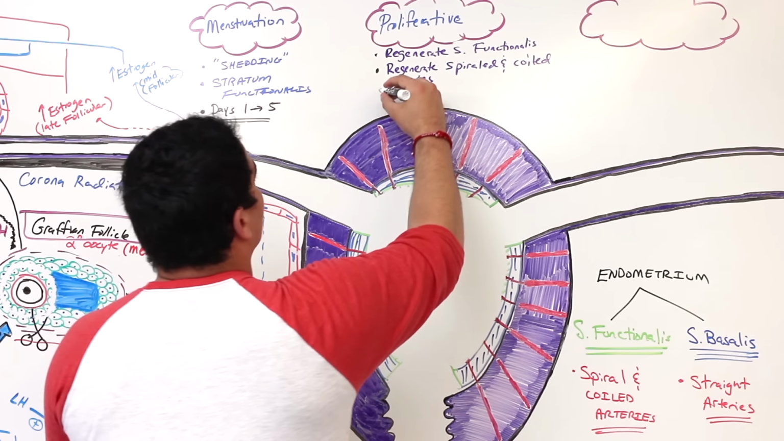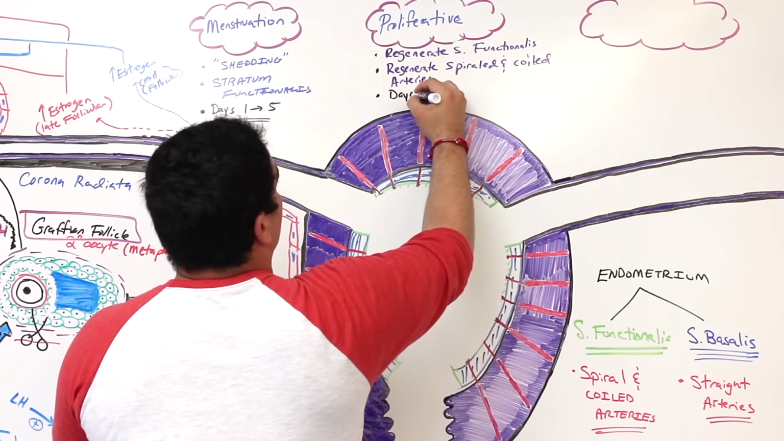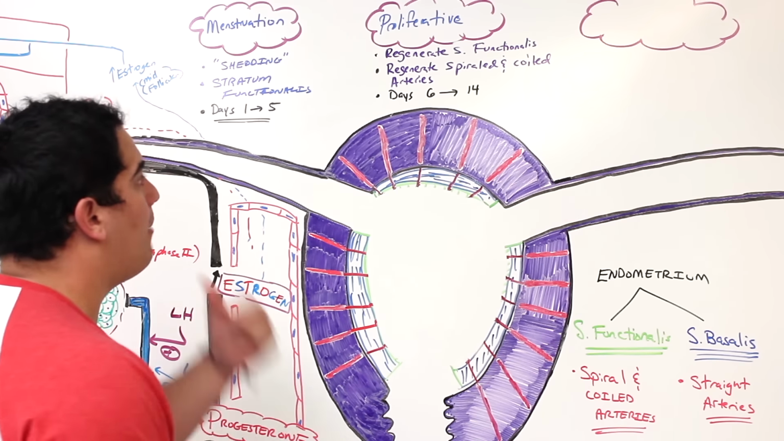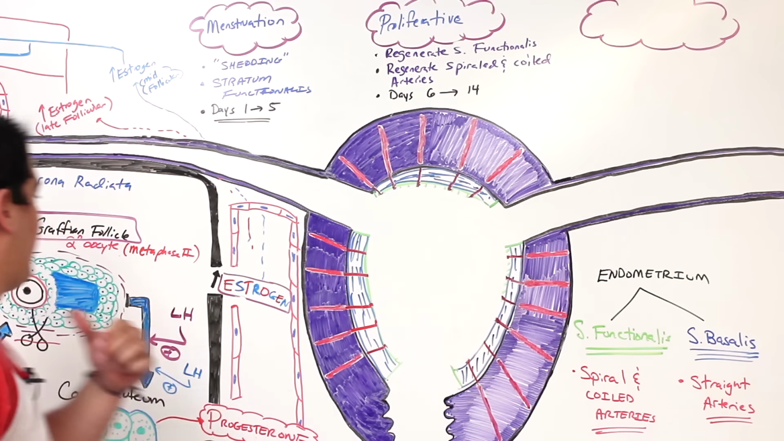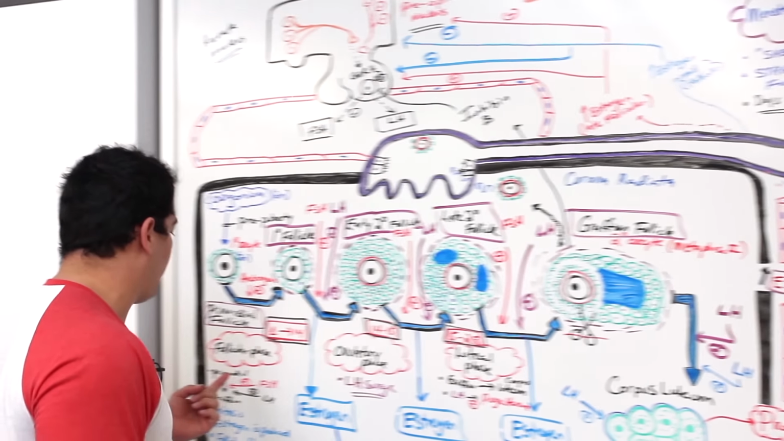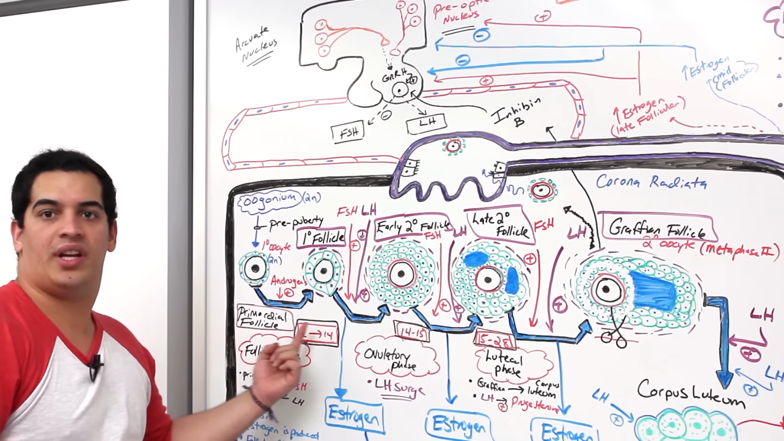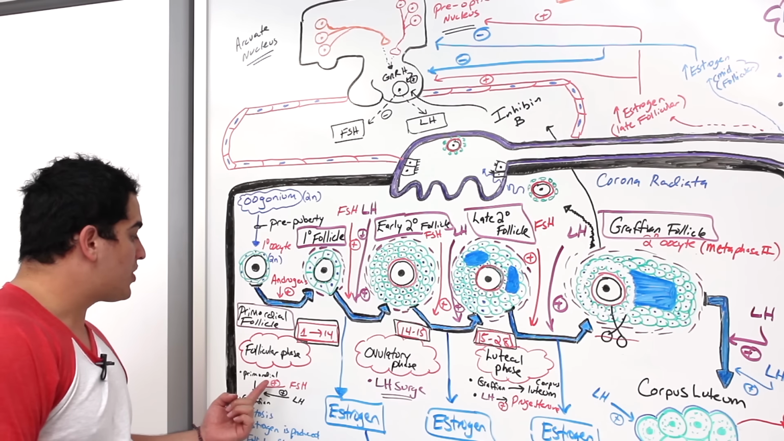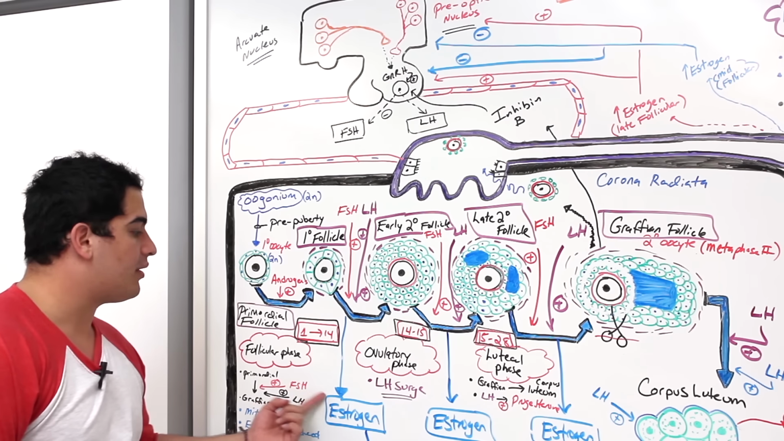It's occurring approximately from about days 6 to 14. Now, if we come back over here for a second to the actual follicular phase, do you guys remember what days was the follicular phase? Days 1 through 14. And what was the primary hormone working in that area? FSH, right?